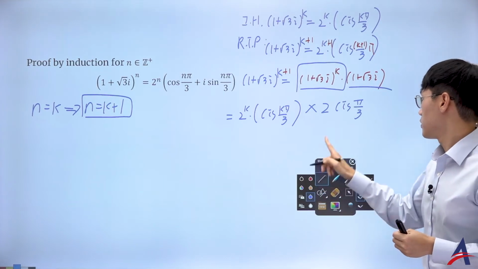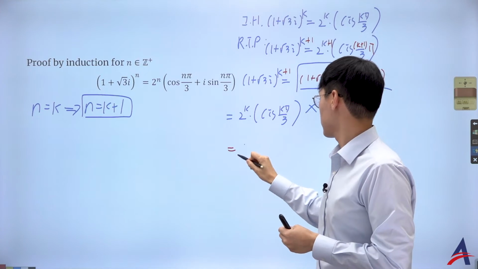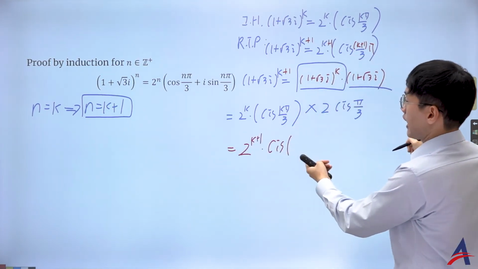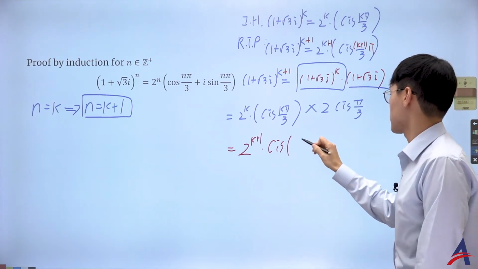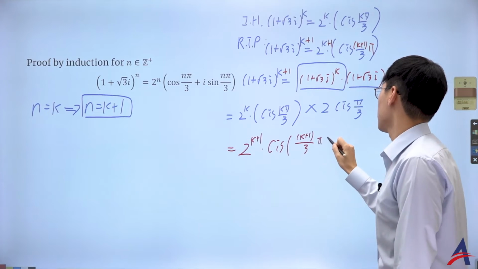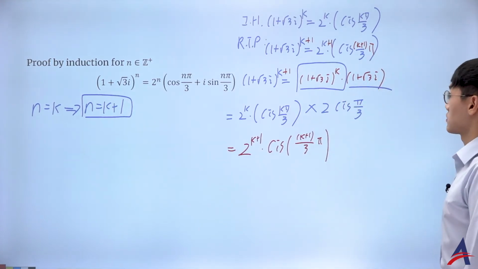So the modulus is going to be 2 to the power of k plus 1, and then cis, I'm going to add the argument by pi over 3, so that's going to be (k+1)/3 pi is what I've got. So you managed to show the result to prove, so that is great.